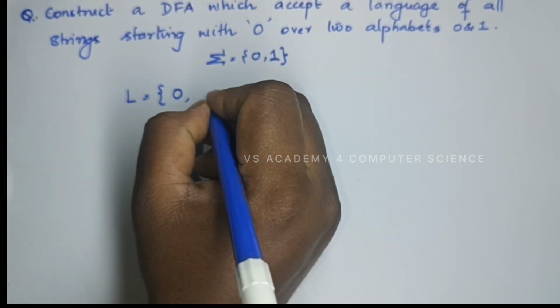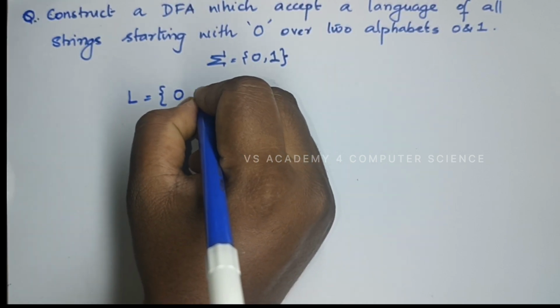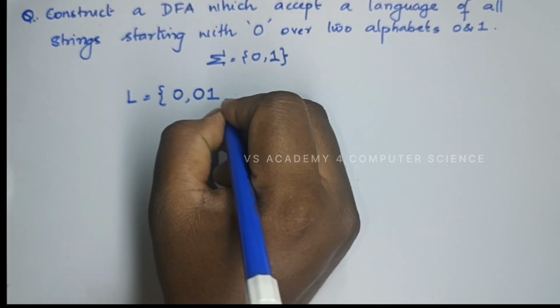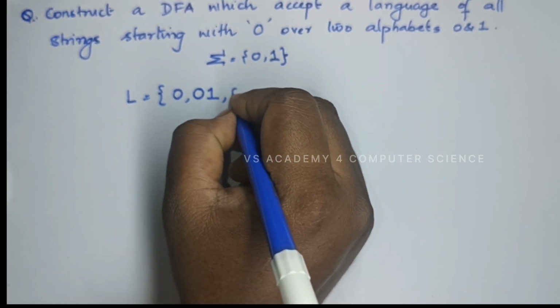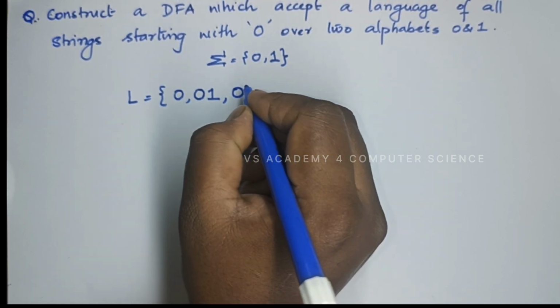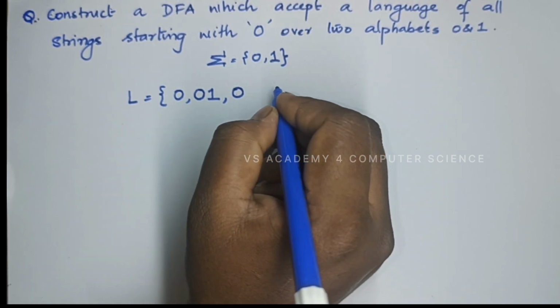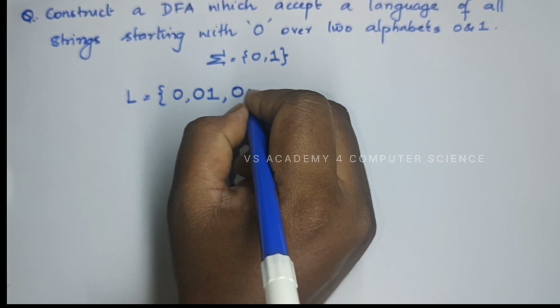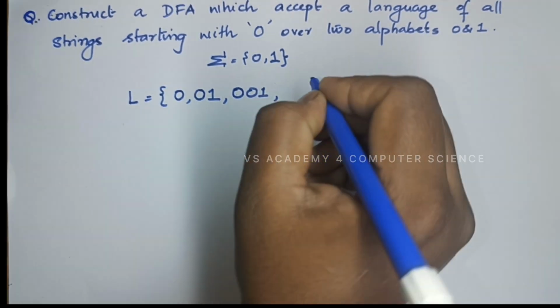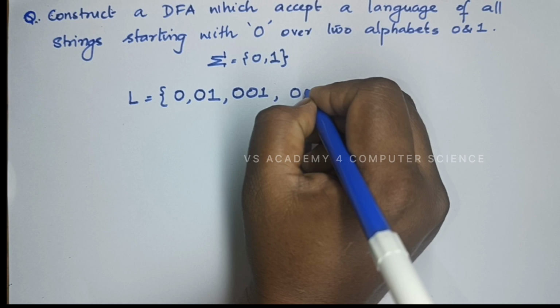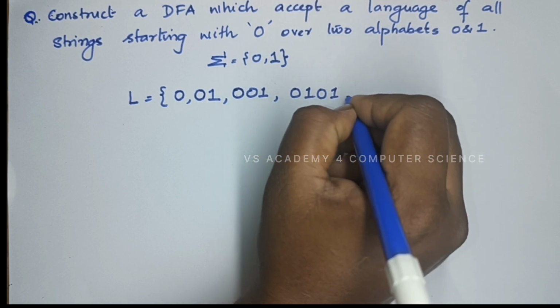Okay, then the second string will be one 0 and one 1. Again, it should start with 0 and we can combine any number of zeros and ones. Then I am writing 0 0 1. Then I can write the combination 0 1 0 1 etc.